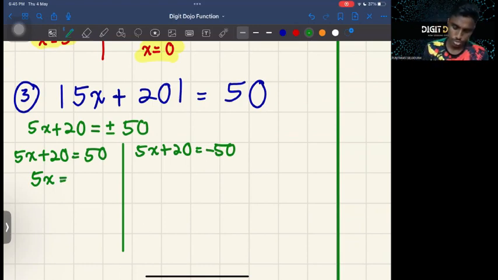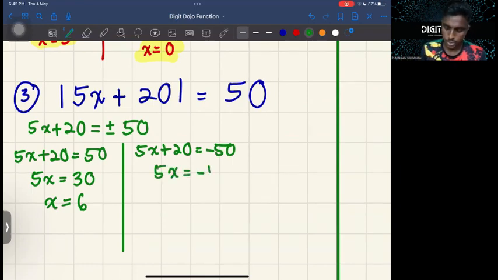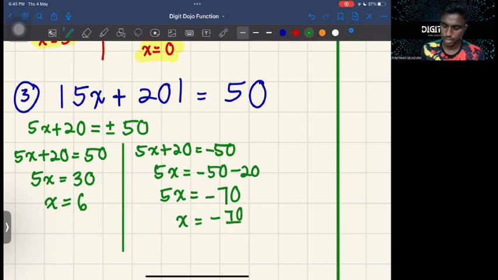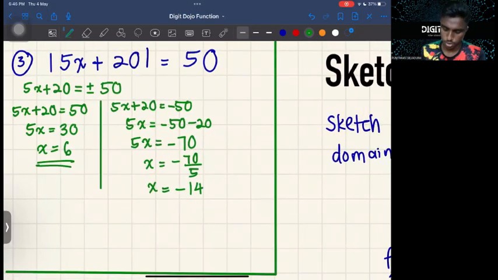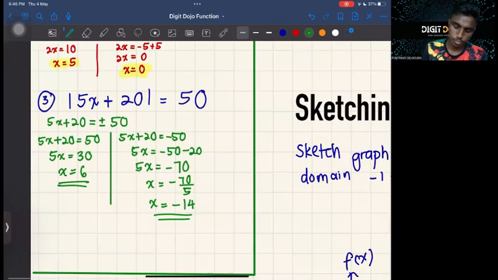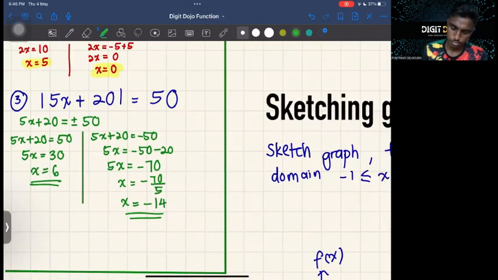And here 5x equals to 50 minus 20, which is 30, and your x will be 6. Got your first value for x. Here, 5x will be negative 50 minus 20, so 5x equals to negative 70, and your x will be negative 70 divided by 5, which is negative 14. So now you can see there are two values. x equal to 6, x equal to negative 14, just from this equation.